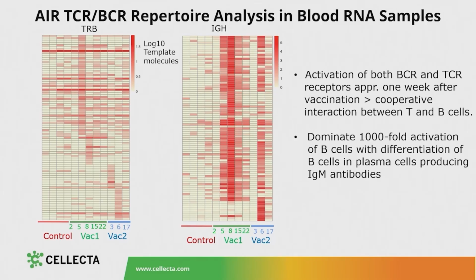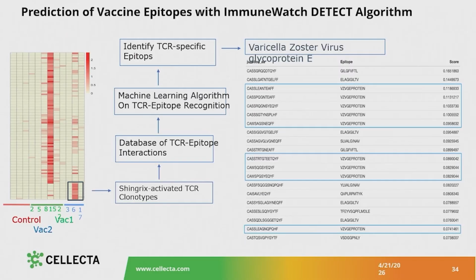It's interesting to note that the T cell receptor is also activated. We don't see significant proliferation of T cells after vaccination, but we can see transcriptional activation, which indicates that T cells and B cells cooperatively interact with each other in these immune responses.